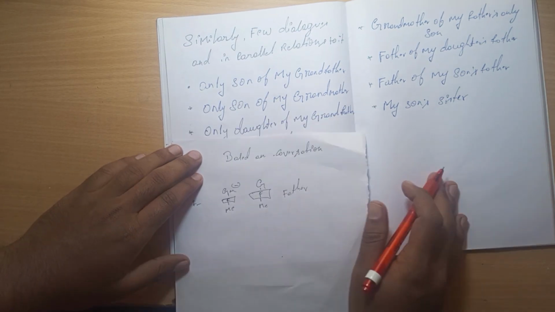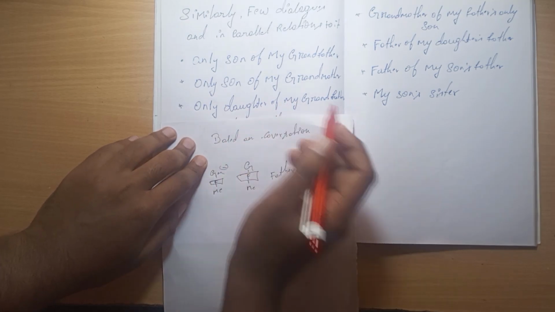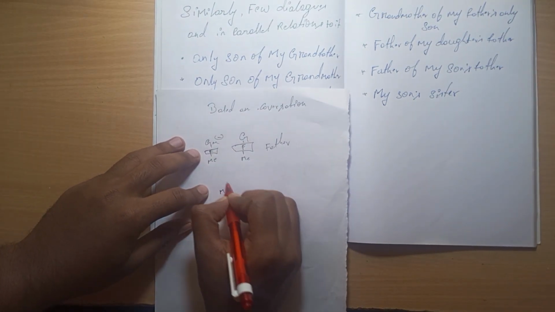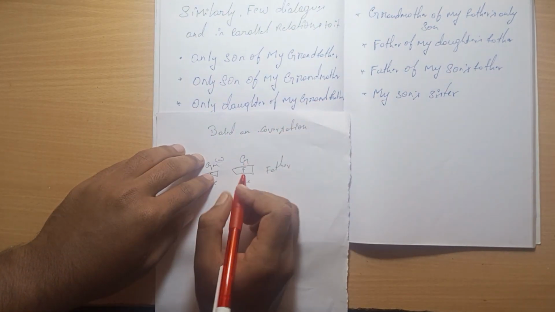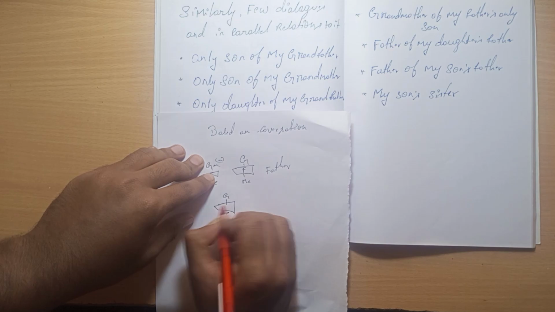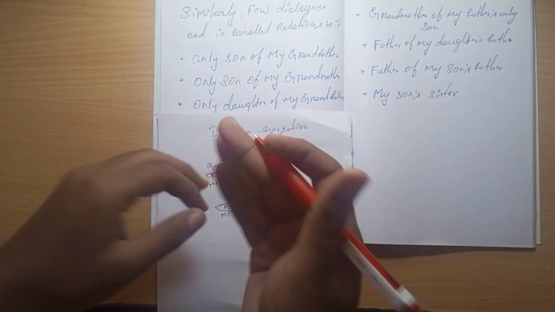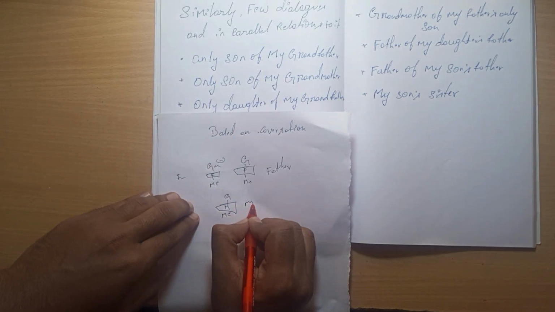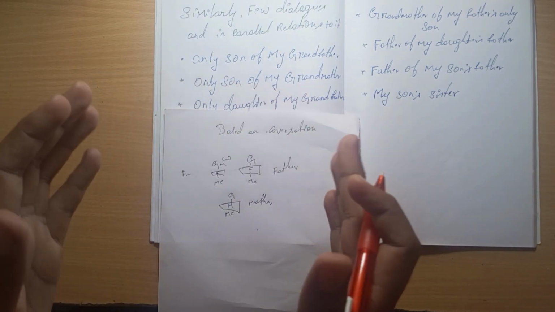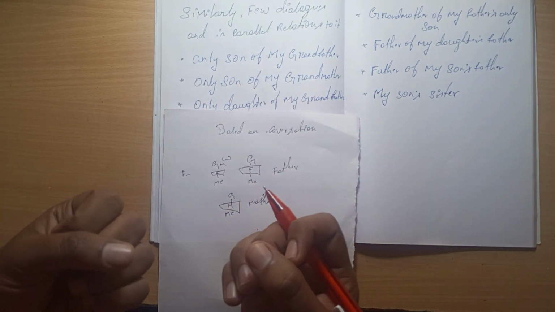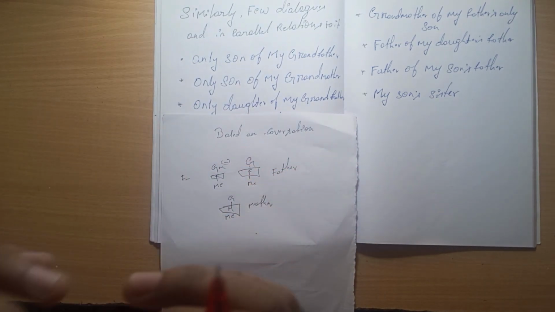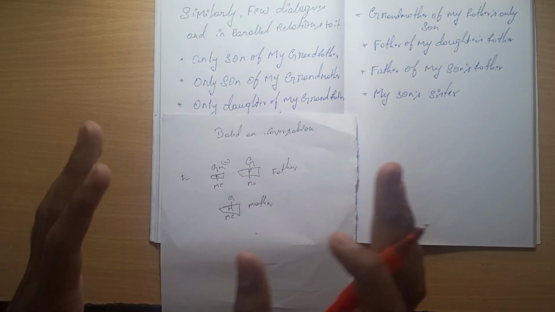And let's go to the only daughter of my grandfather. See, let's start from me, and grandfather, only daughter. See, daughter. That means your mother. Mother is the answer. See, we had to divide the sentence into different parts, and it may get easier to understand and think logically. Understand the concept.